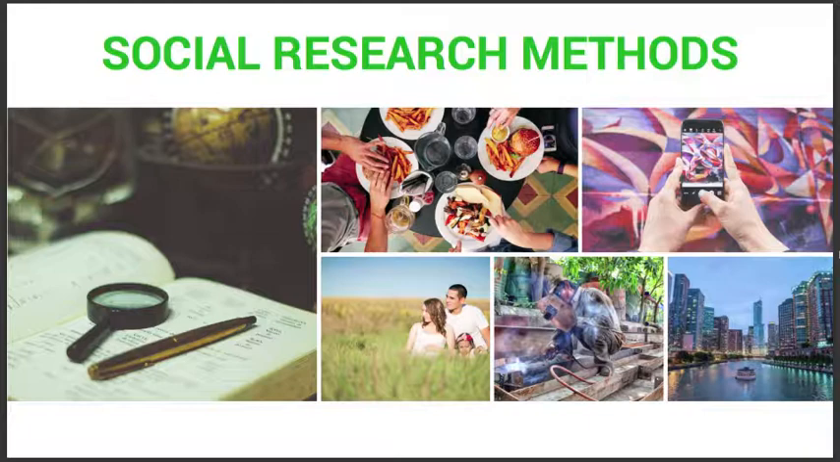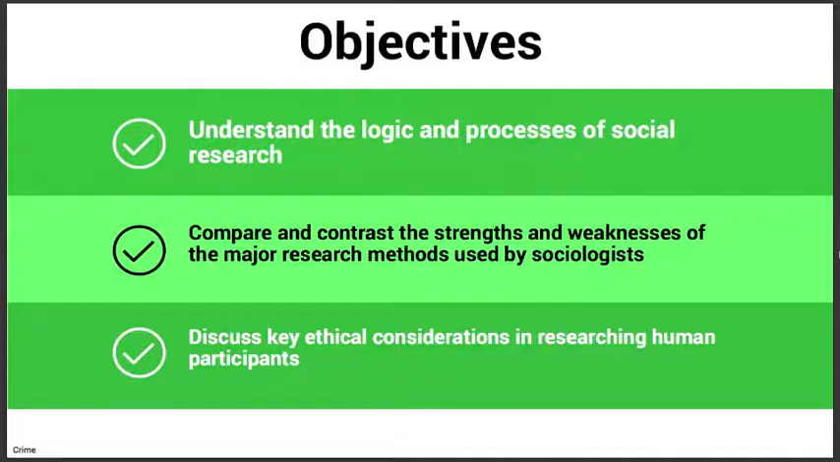This is our first video on Chapter 5, How Sociologists Do Research. In this chapter, we'll be talking about the different methods that sociologists use. Three major objectives. The first objective is to understand the logic and processes of social research.